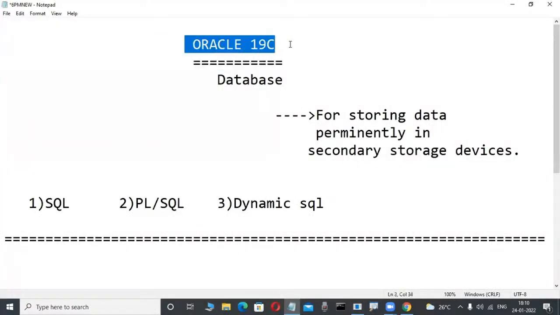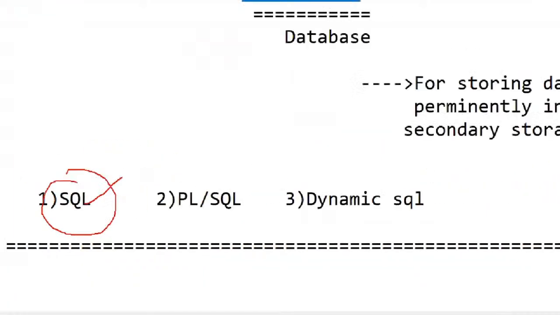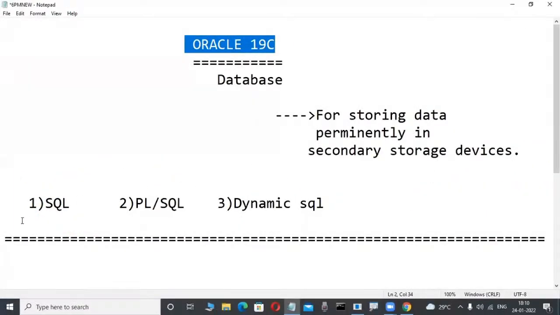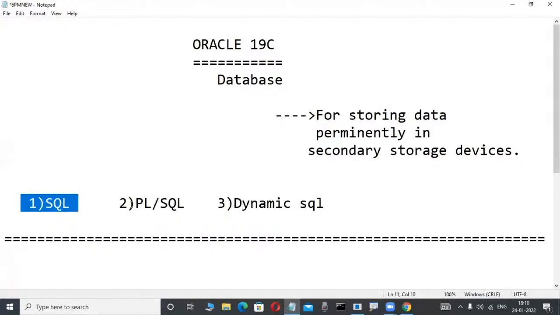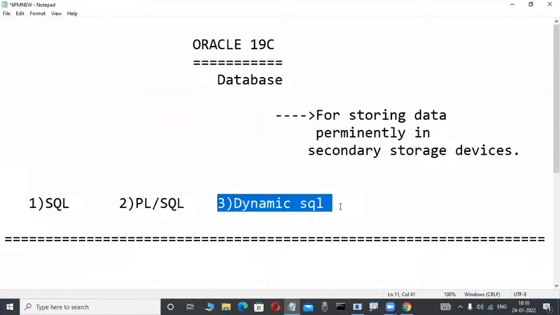Now, for these types of relational data model products, there is one universal language. What is that? SQL, the structured query language. But when we operate Oracle products, there are not only SQL but three languages. One is SQL, another is PL/SQL, the procedural language extension for SQL, and another one is dynamic SQL.